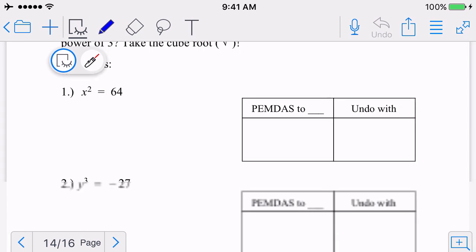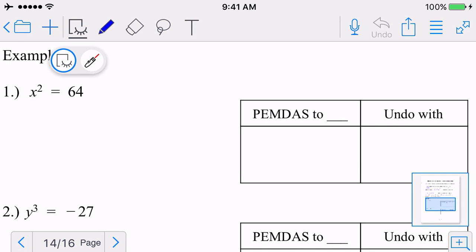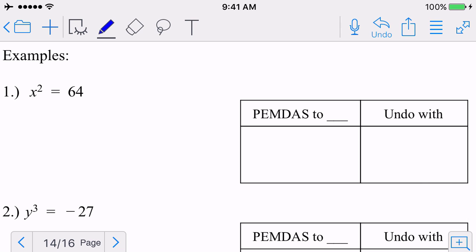So we've got this first one here. X squared equals 64. What are we going to do? Well, what are we doing? Let's go back to doing those boxes. We are doing our order of operations, PEMDAS, to X, and we are undoing those operations. So think about what is happening to the X right now. Well, we are taking it to the second power. Yes, we're squaring it. So how do you undo a square? Well, we take the square root. So what we need to do is take the square root of both sides.